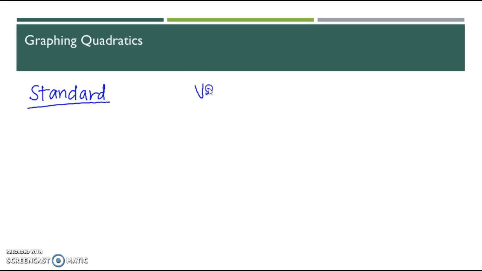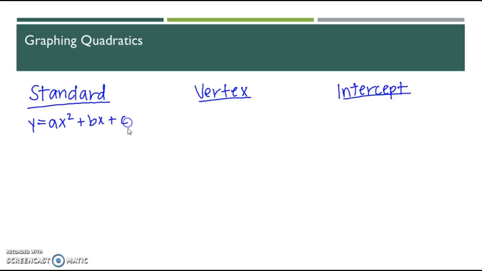Then we looked at vertex form. And then a few days ago, we looked at intercept form. All of these forms have one letter in common, and that's A, and A always comes first. So for standard form, we have ax squared, then we have a b and a c. Vertex form, A comes first, and then we have an h and a k. And then intercept form, A comes first, and then we have a p and a q.